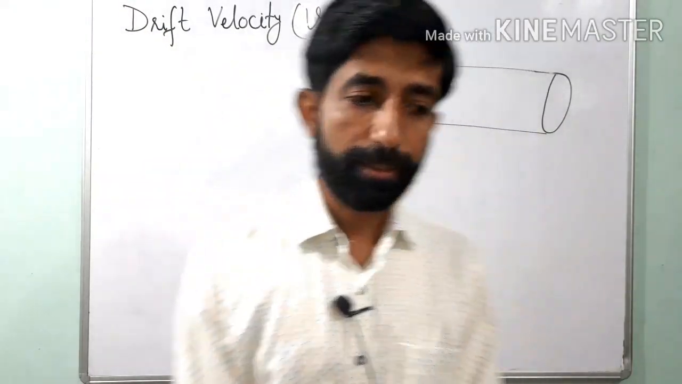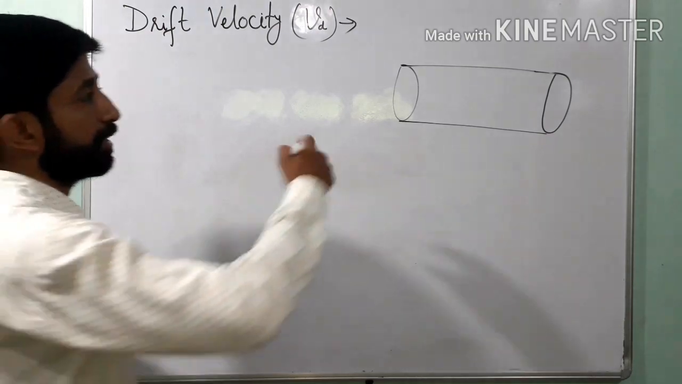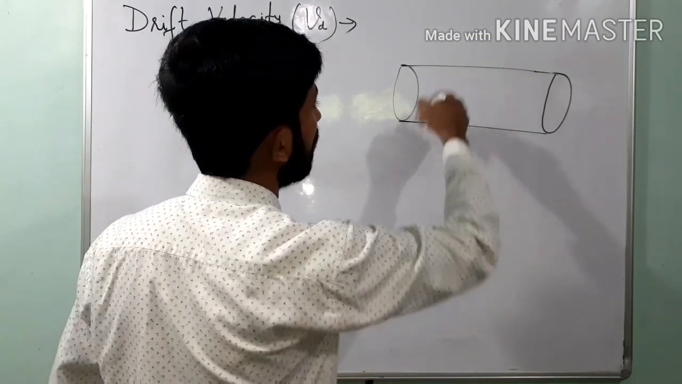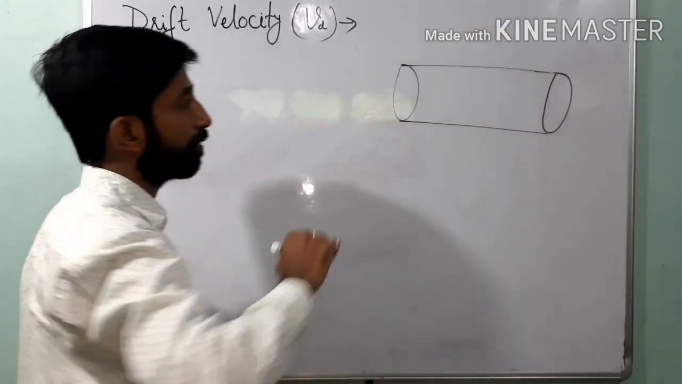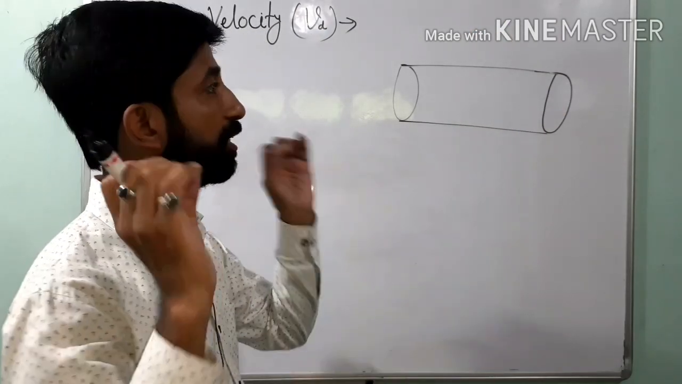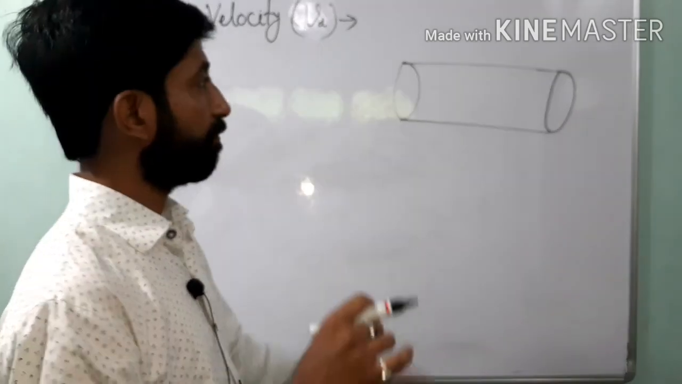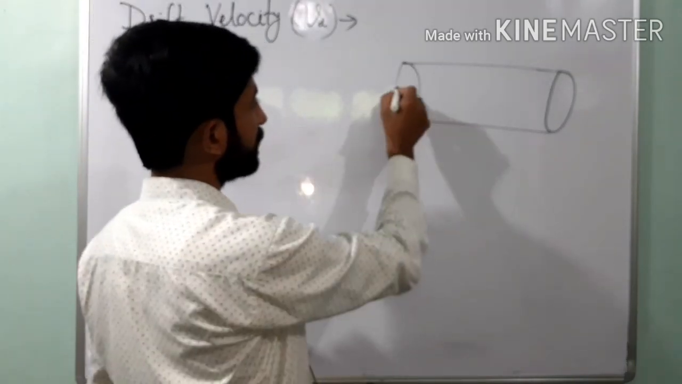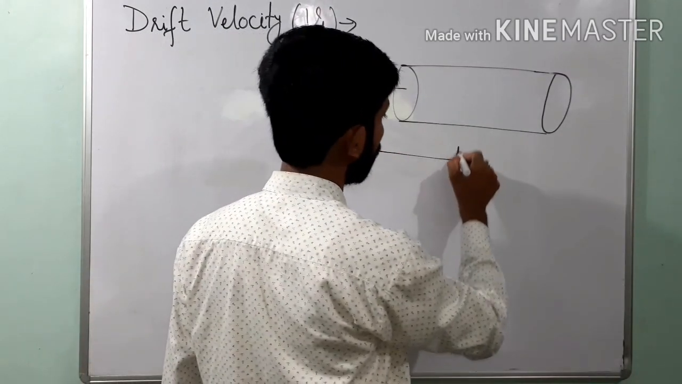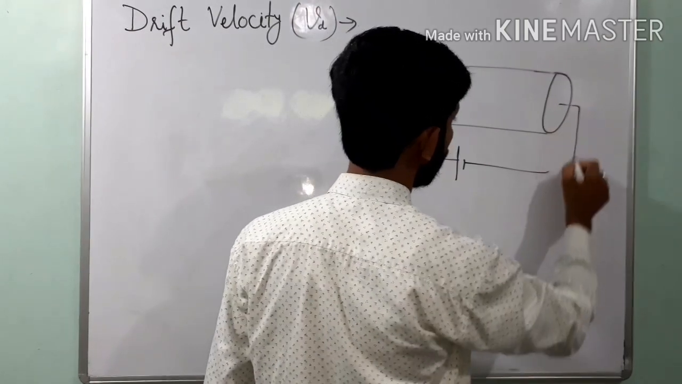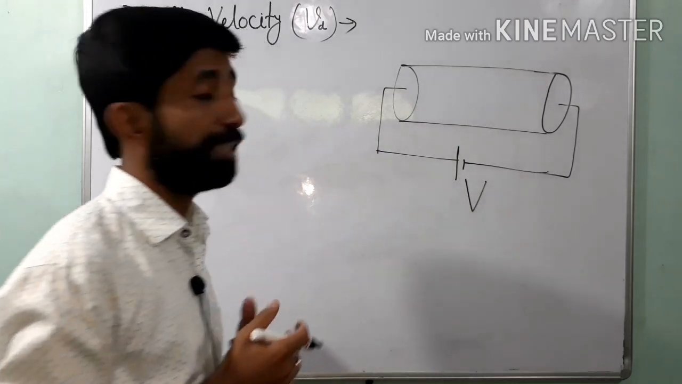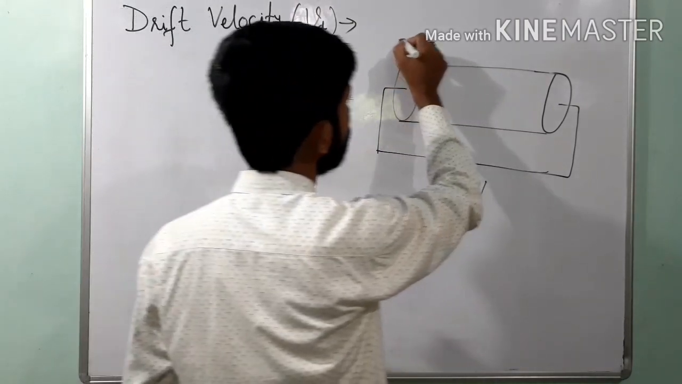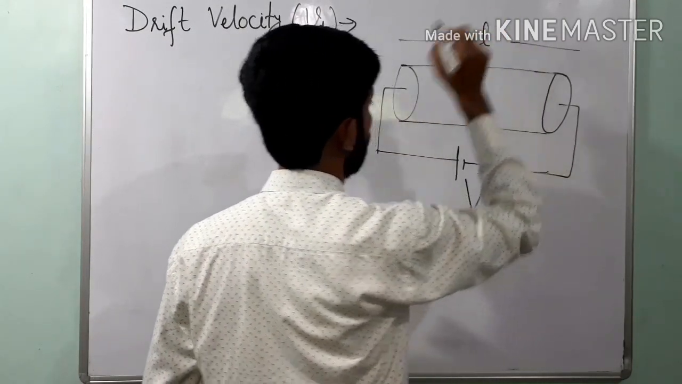That is, all electrons keep on moving randomly in different directions. This is going this way, this is going that way, and so on. So all electrons are moving randomly without any particular choice of direction. Now the case is a little different. We are applying a cell of potential V. The length of the conductor is L.